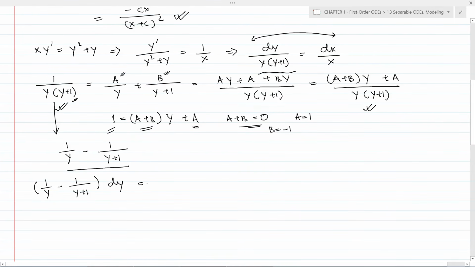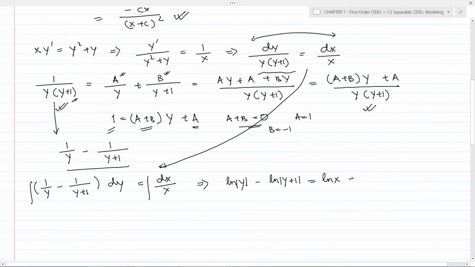dy is equal to dx by x. This we get from here. We integrate both sides and we can write this as ln y minus ln y plus 1, absolute values, is equal to ln x plus ln c. We introduce the constant of integration as ln c instead of c, which is the same thing.